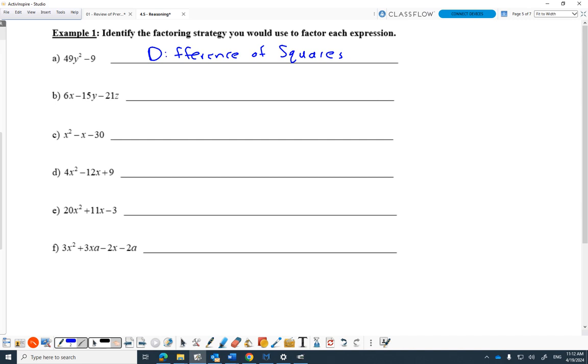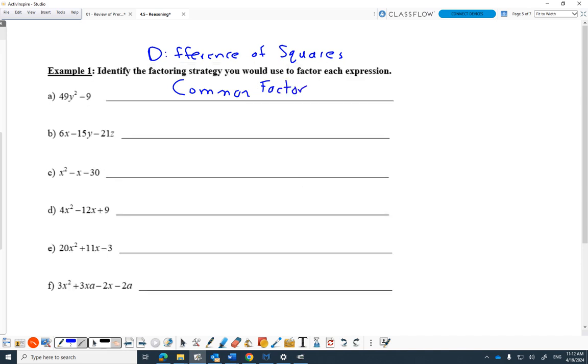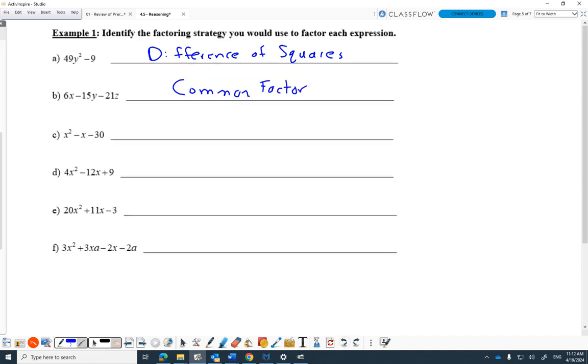So this one is going to start with a common factor. Now, I know some of the questions, after doing your first step, then you had to do something else. Well, we won't worry about that right now. We'll just go, what's the first move? How about this one?